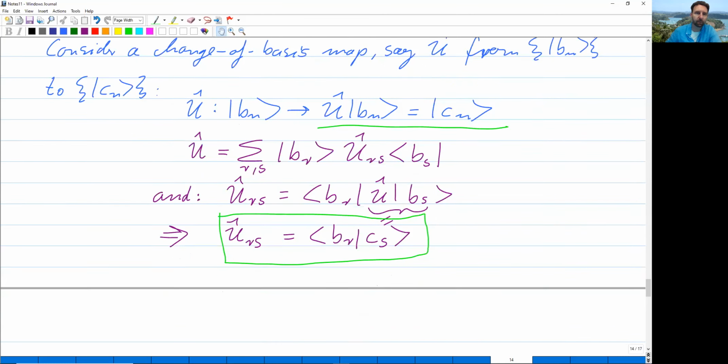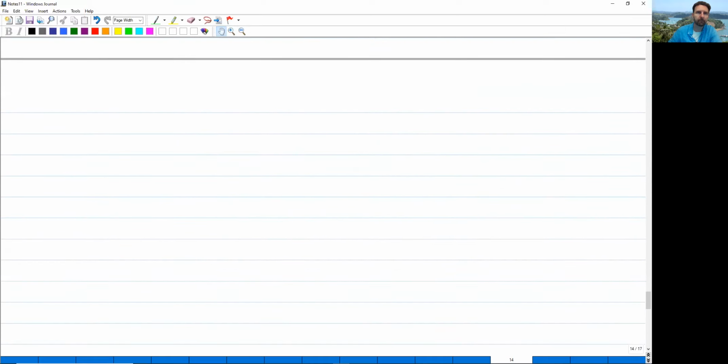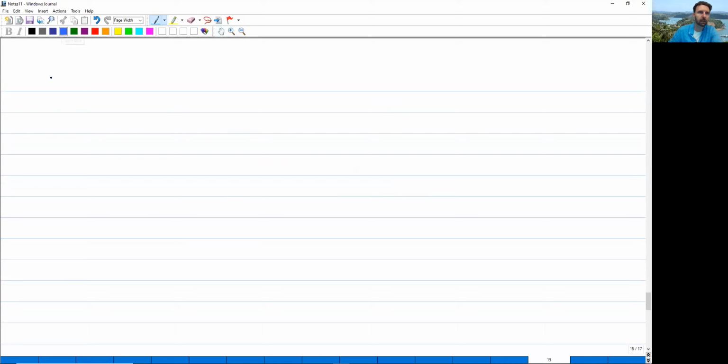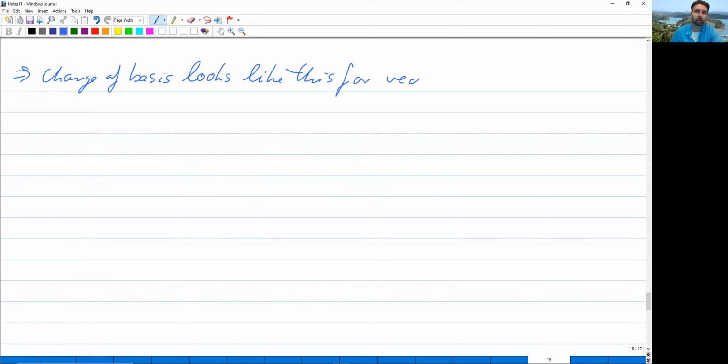So what does that mean if we want to change bases in a Hilbert space? Well, therefore, change of bases looks like this. And a change of bases looks like this for vectors. I will leave it to you to look up or to calculate yourself how the change of bases works for matrices. I think I have an exercise for that as well.